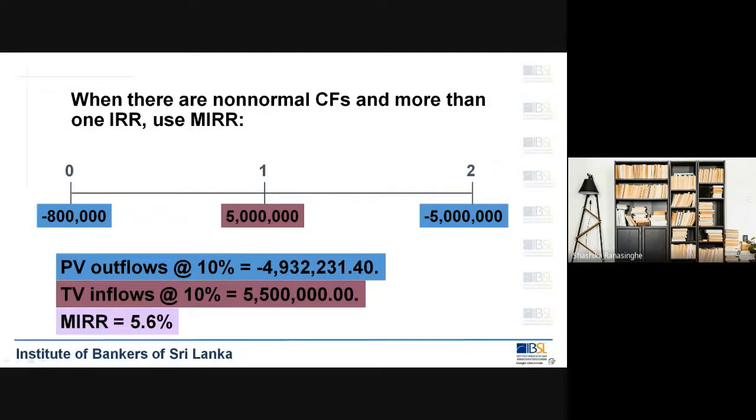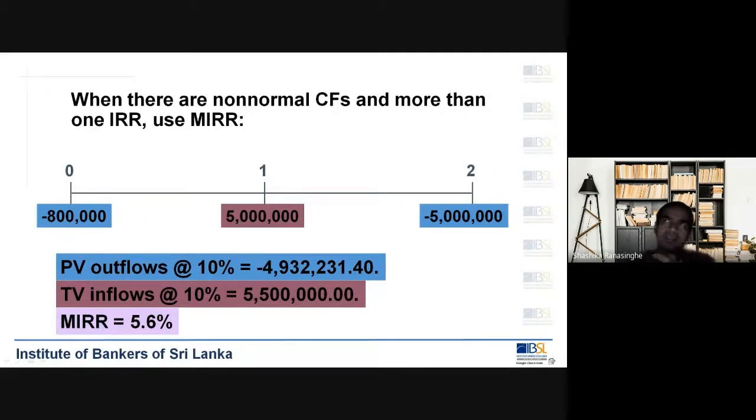Remember, if cash flows are non-normal, you have to use modified IRR. IRR works only if cash flows are normal. But NPV works either way, whether cash flows are normal or non-normal, doesn't matter, NPV will work. IRR will not work.